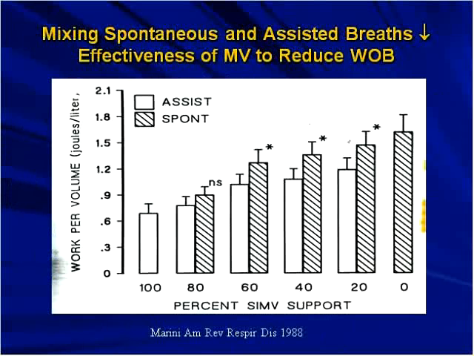Now, this is again from Marini's paper, just to show that during the work of breathing, here we see during controlled, where the IMV is at 100% of effort, and as the spontaneous efforts go up, let me change this.